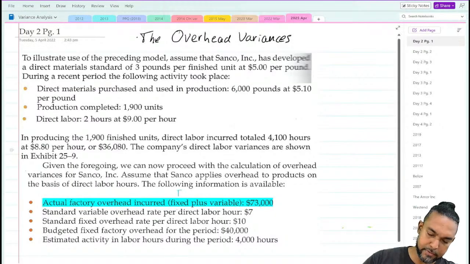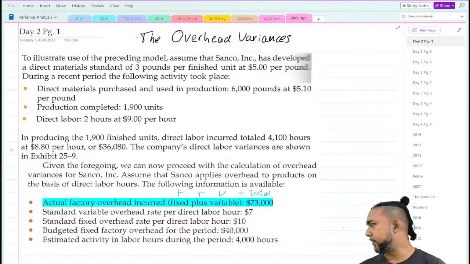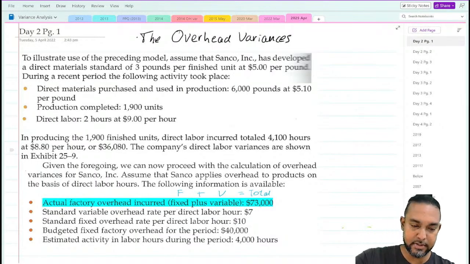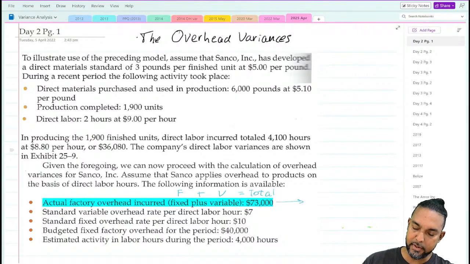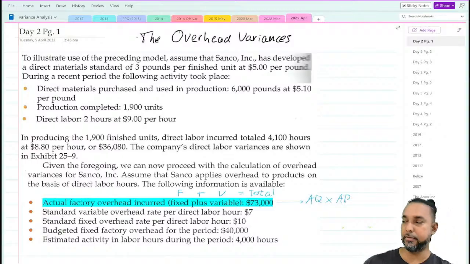This is fixed overhead plus variable overhead equal to, of course, the total. If anything is too small in your class, let me know, guys. Yeah, I might look kind of small there. And you could think of this item here as our actual, so actual quantity multiplied by actual price.